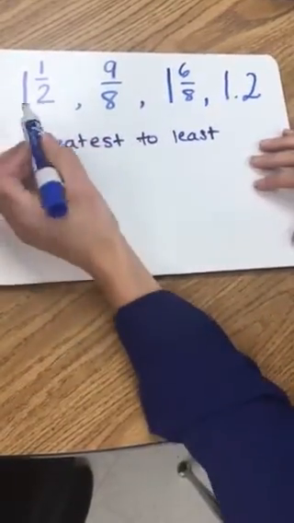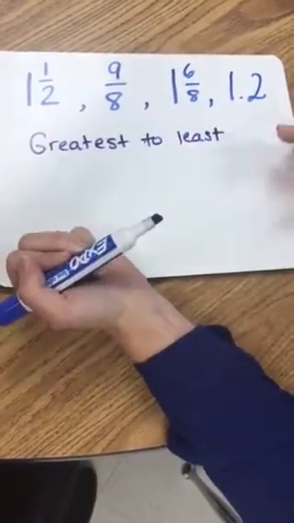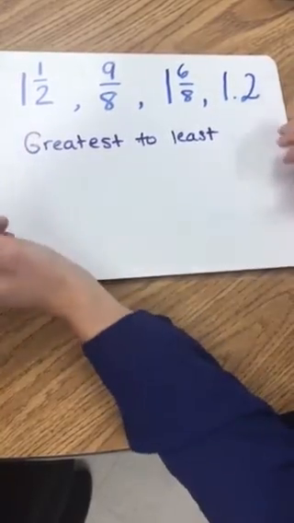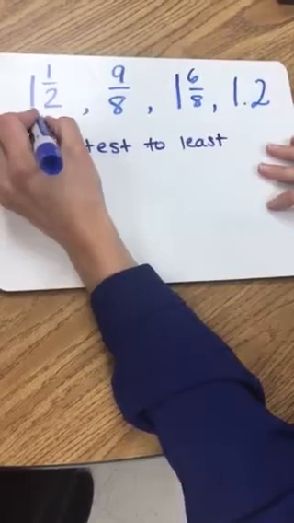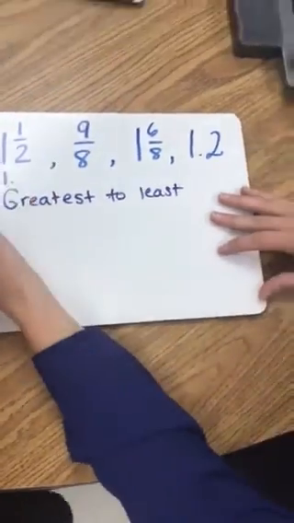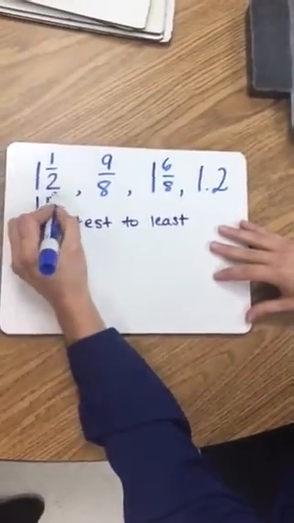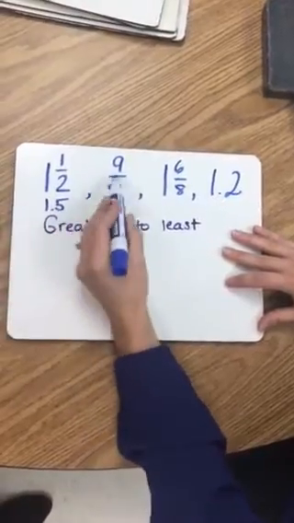Okay, so we have some challenges here, and we have some that are already kind of done for us. So let's just start left and go to right. All right, so I know that 1 1/2 is the same thing as 1 is my whole number, and then 1/2 I know the decimal is 1.5. So this one, pretty easy.